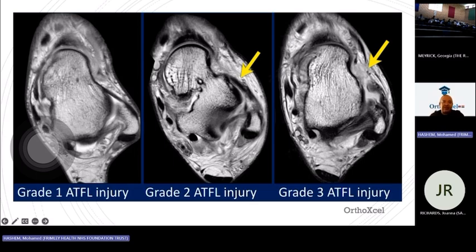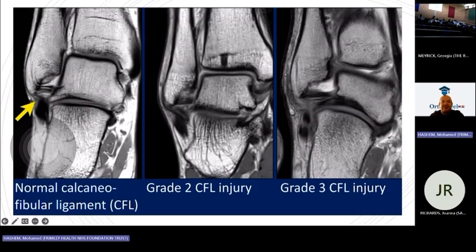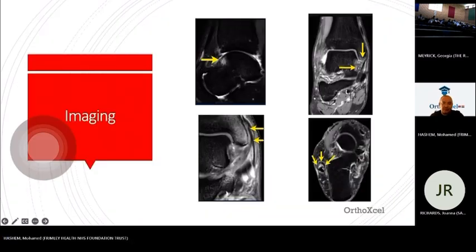So grade 1, the ligament is just thinned, and there's a fluid signal around. This means a minimal injury. Grade 2, when the ligament is thickened, means it's a recurrent injury, but still in continuity. And grade 3, the ligament has gone completely, and you cannot see any continuity. For the CFL, it is nearly the same. So this is normal, and the ligament is still intact. Now it starts to be thinned, with fluid signal inside, then now it's completely gone with no continuity anymore.